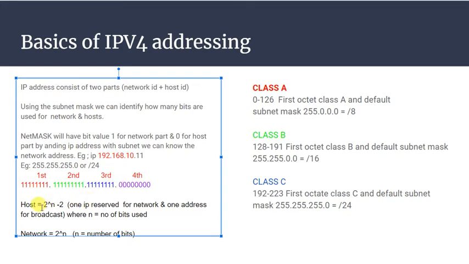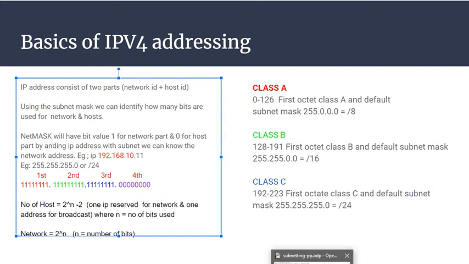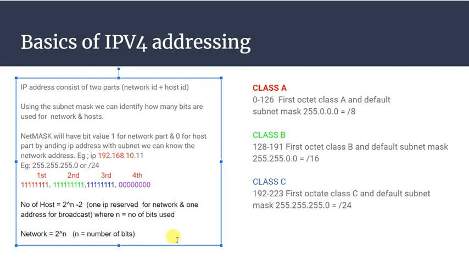That is why, if you want to calculate the number of hosts, it is 2 to the power of n minus 2. This is the way it is calculated. Another point you should know is, if you want to know the number of networks, you have to take how many bits are used for the network part, and then 2 to the power of n, you will get the networks. So these are some fundamentals which you should know before we proceed to the next slide.